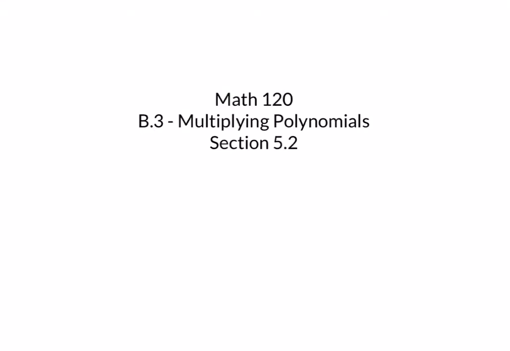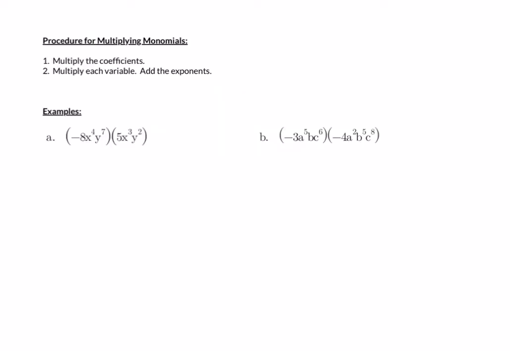All right, let's go ahead and continue our discussion of polynomials. The next section that we're going to look at is multiplying polynomials. This comes from section 5.2 of your textbook. So there's going to be different levels of multiplying polynomials, and we're going to go through each one of them as well as talk about some special cases.